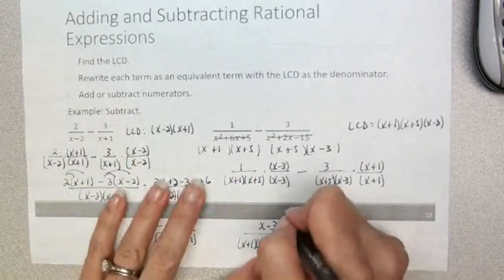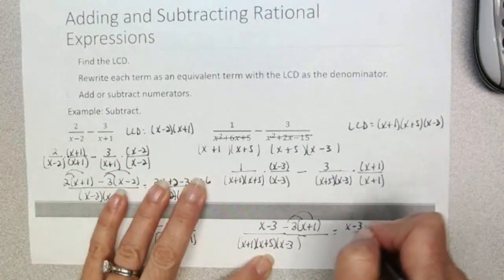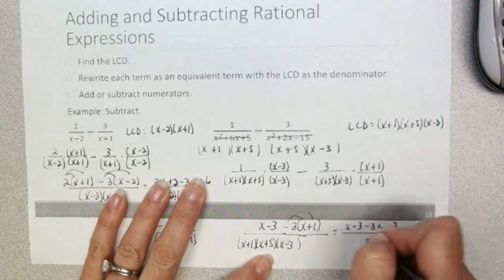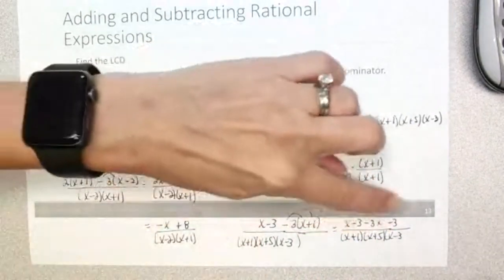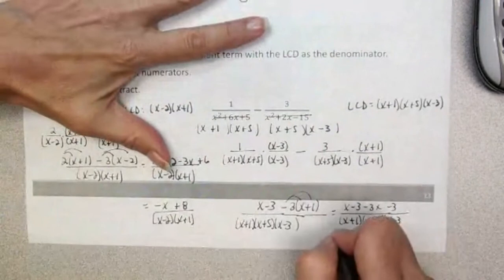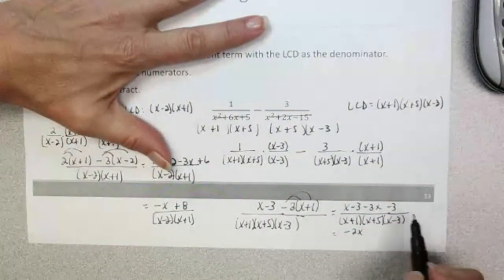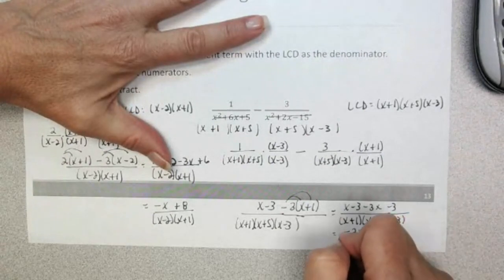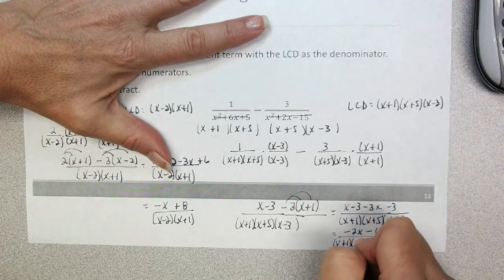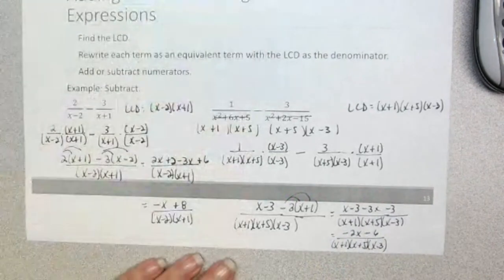Okay, let's see, we can simplify that. Let's distribute that negative 3. So we get x minus 3 minus 3x minus 3, over the x plus 1 times x plus 5 times x minus 3. Okay, that's combining our like terms. X minus 3x would be negative 2x. Negative 3 minus another 3 would be minus 6, all over x plus 1 times x plus 5 times x minus 3. Oh boy, I'm out of room.